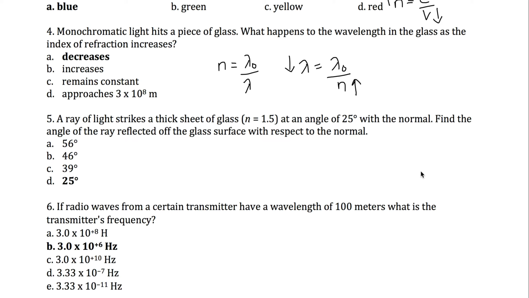Number 5. A ray of light strikes a thick sheet of glass at an angle of 25 degrees. Find the angle of the ray reflected with respect to normal. A lot of these problems have to do with really making sure that you read it correctly. It's asking for the reflected angle. The law of reflection tells us that the incident angle and the reflected angle are going to be the same.